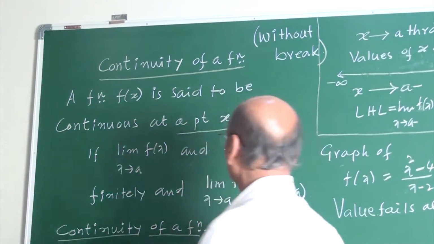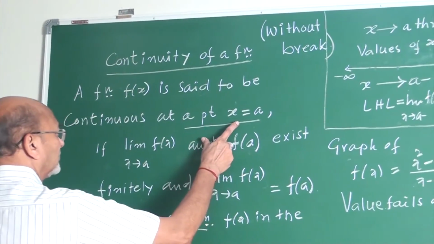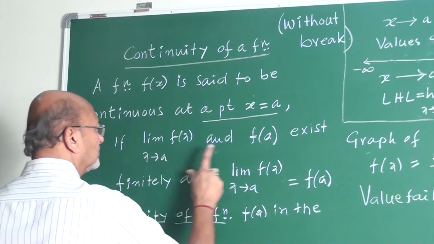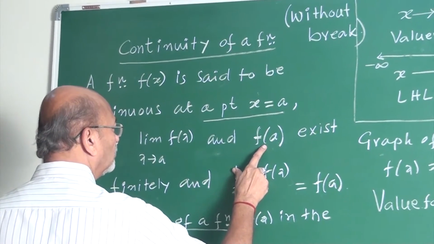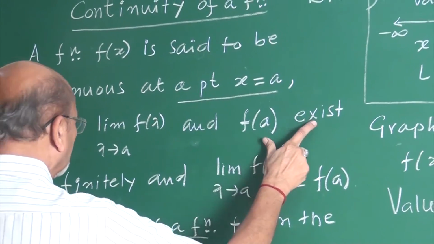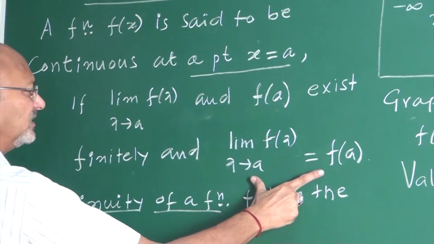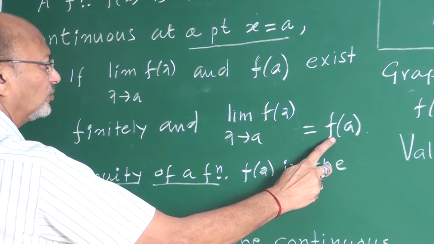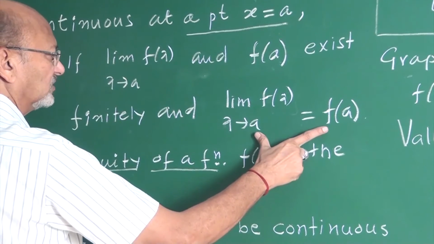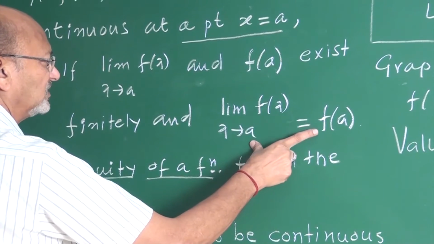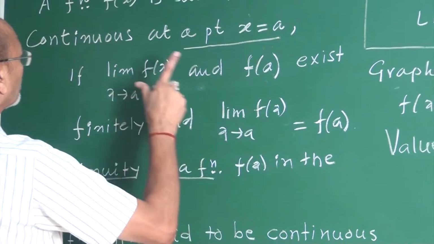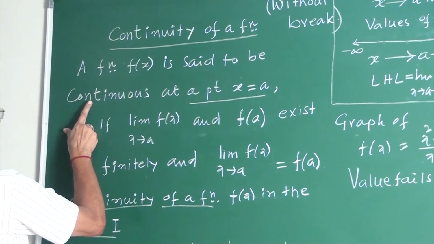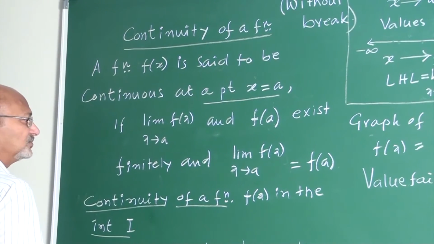A function f(x) is said to be continuous at a point x equal to a if the limit of f(x) as x tends to a, and f(a), the value of the function at x equal to a, exist finitely and they must be equal. The limit of f(x) as x tends to a must be equal to the value of the function. If the limit doesn't equal the value, in that case the function is said to be discontinuous, non-continuous, not continuous.